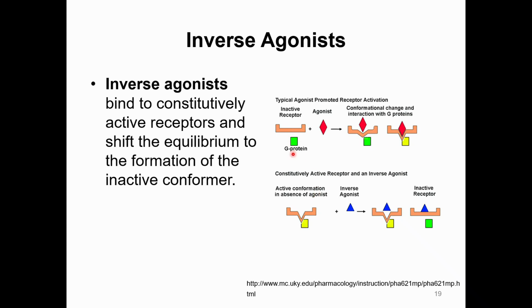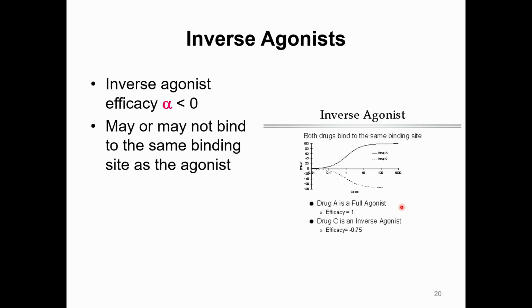So here's a little diagram. The top one is how an agonist works ordinarily. You have an inactive receptor. It binds a ligand, and then something happens downstream. In this case, you're recruiting the activity of a G protein. But an inverse agonist can actually alter the structure of the receptor, and if it's extreme, it can actually inactivate it. Okay. So inverse agonists are weird.